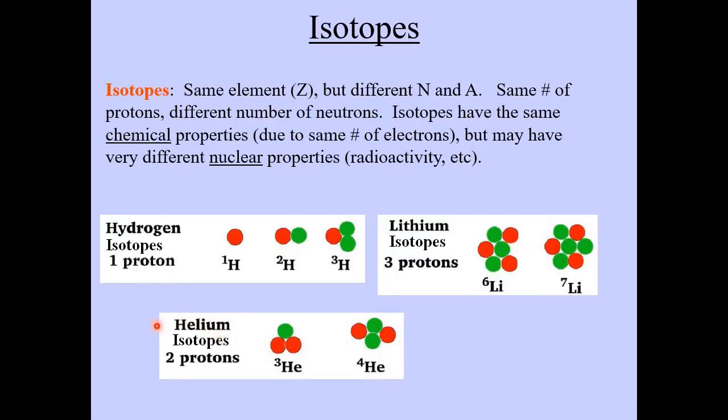What makes helium helium is the fact that it has 2 protons. So all these isotopes of helium have 2 protons. One more example, lithium is the next element, element number 3. Lithium, by definition, must have 3 protons. So this is lithium-6 with 3 protons and 3 neutrons, and this is lithium-7 with 3 protons and 4 neutrons.